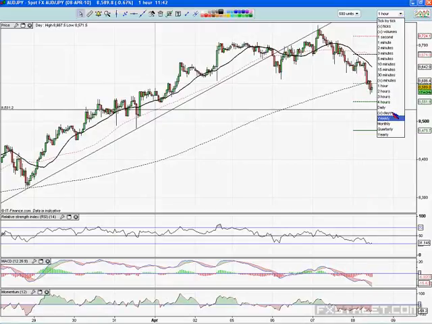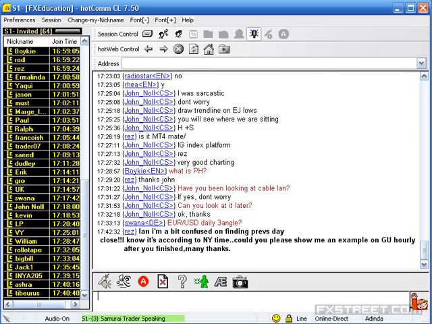Okay. So those are the views that I've got for the yen pairs. Does anybody want to ask any questions with regards to the settings or any of the yen pairs?